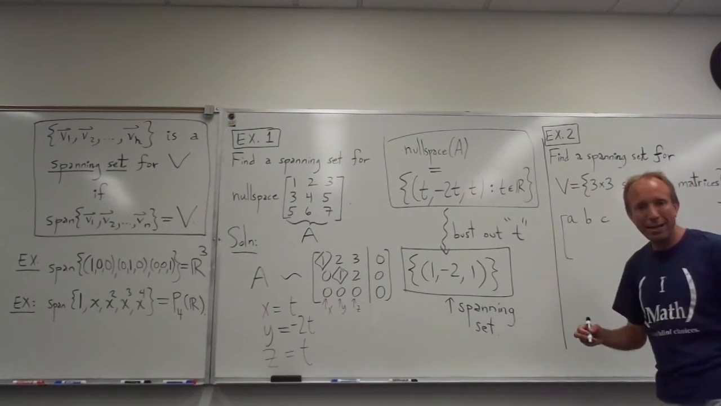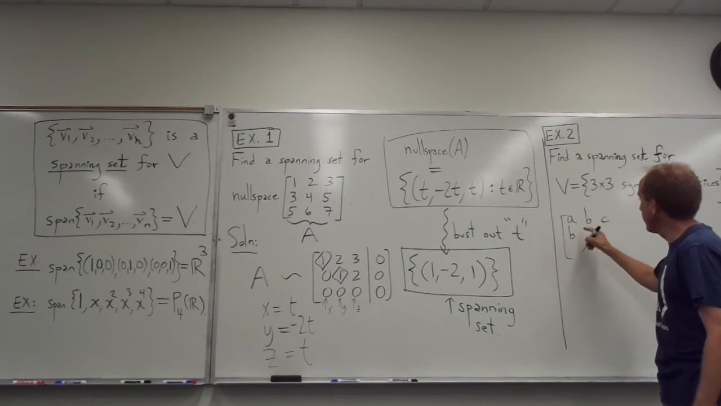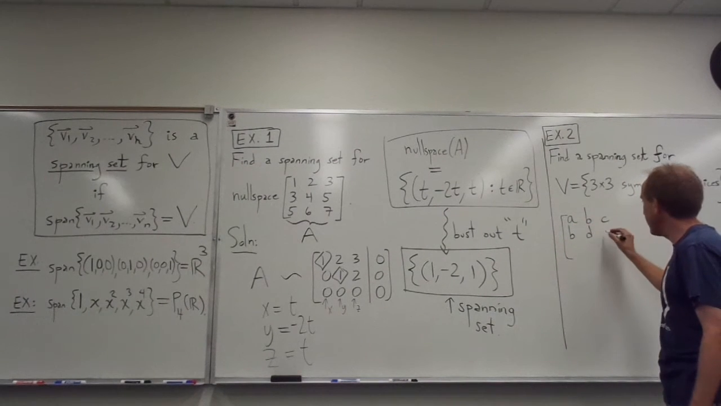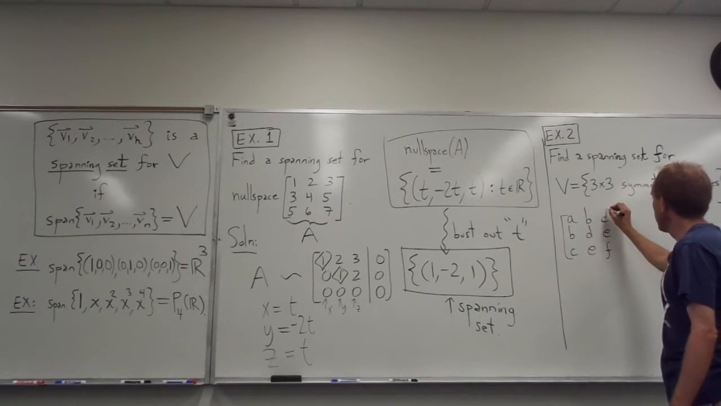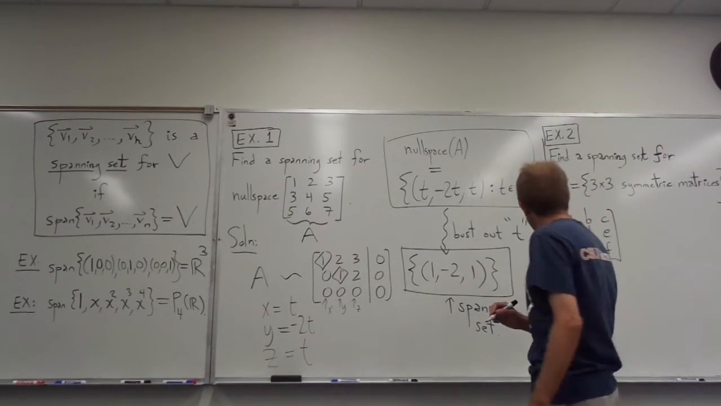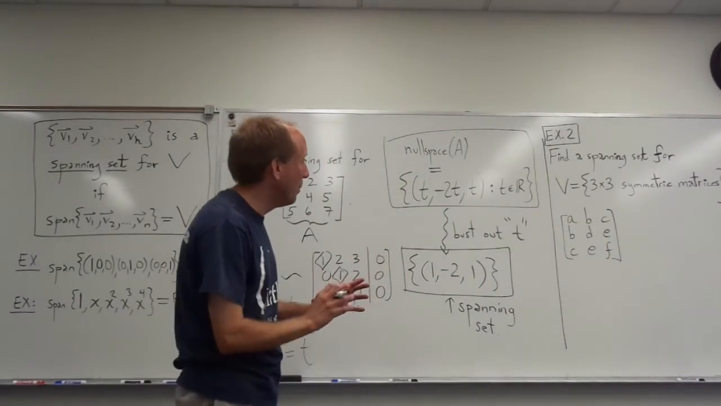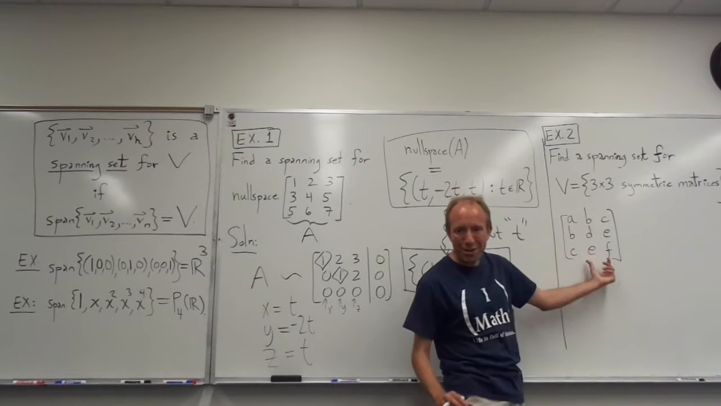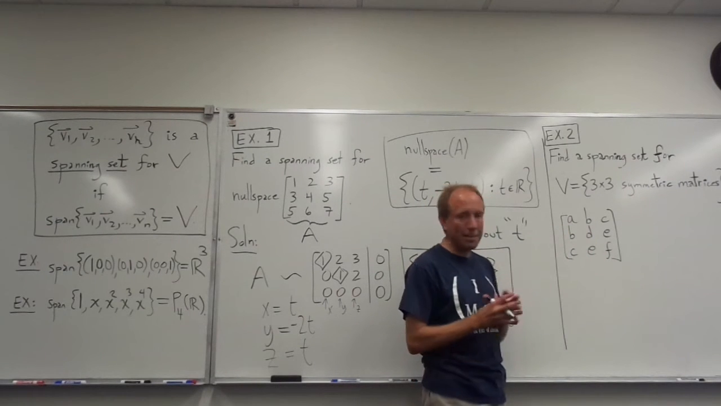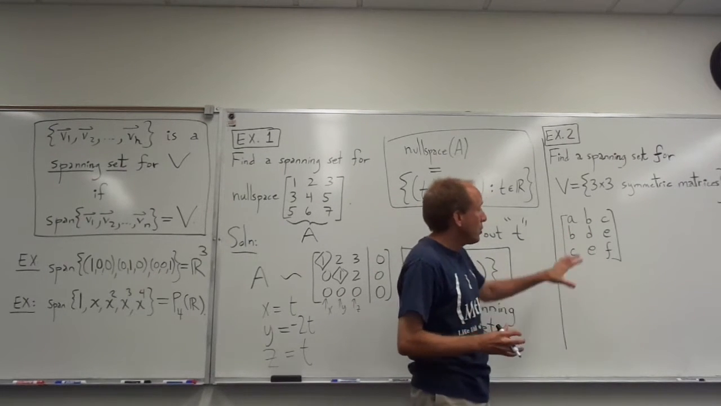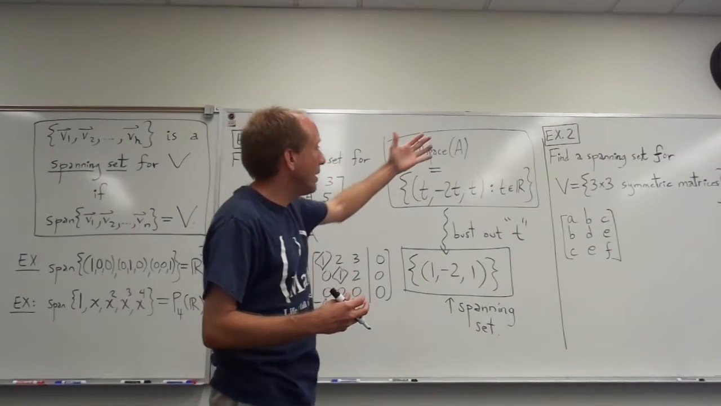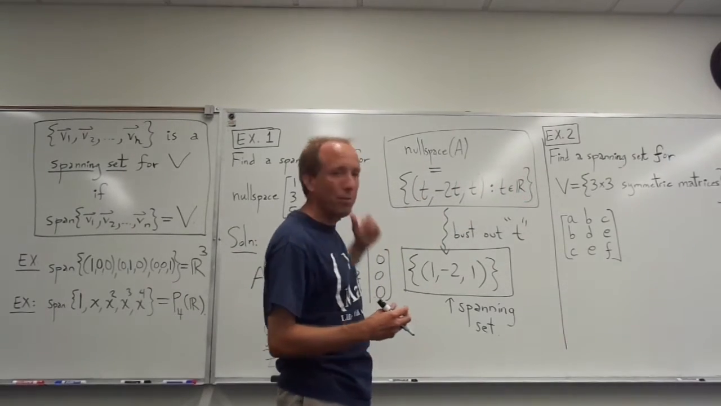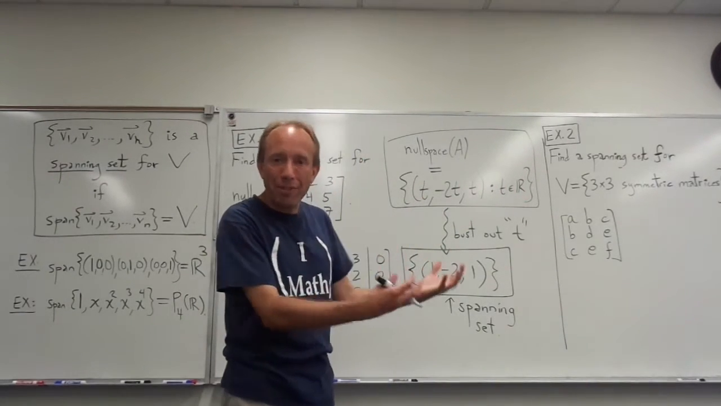Basically, the first row can be anything. The B has to be mirrored by B here, and then D is anything, E is anything, and then these things have to reflect. The C has to reflect, the E has to reflect, and the lower right corner can be anything. That is the general form of a 3 by 3 symmetric matrix. Once we have that, the process to find a spanning set is the same as before. We're going to bust out the variables.